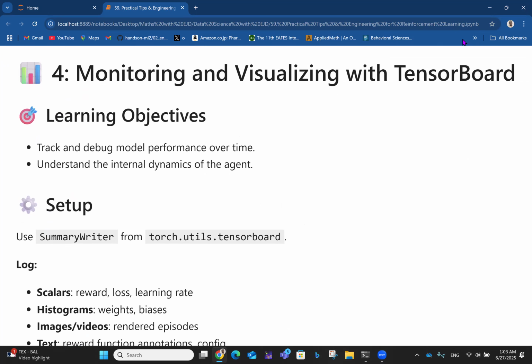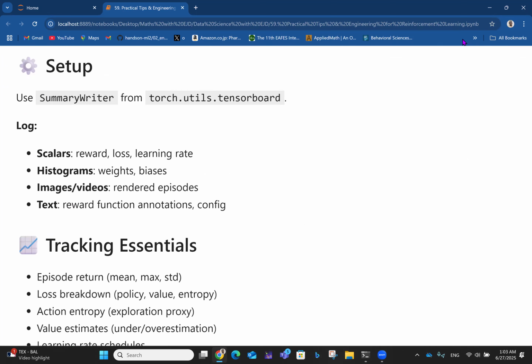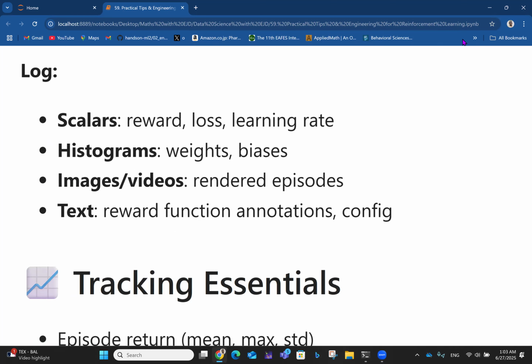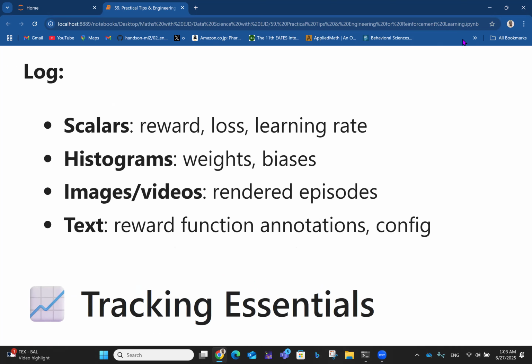So for 4, you have monitoring and visualizing with TensorBoard. The learning objectives there will be to track and debug model performance over time and understand the internal dynamics of the agent. And the setup is you use SummaryWriter from torch.utils.tensorboard, and then you log the scalars like reward, loss, learning rate. Then you need histograms for weights and biases, and then you need images and videos for rendered episodes, and you need text for reward function, annotations, and config.